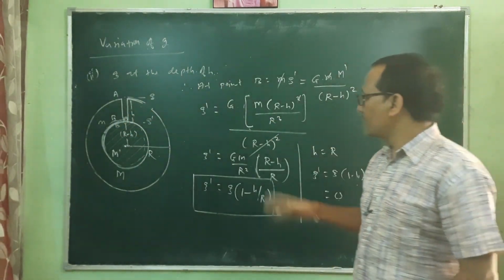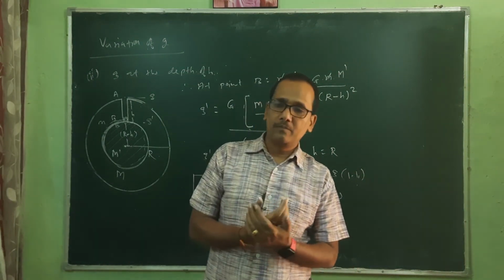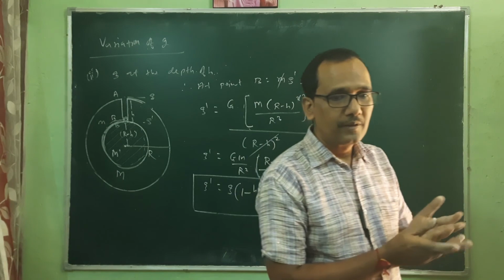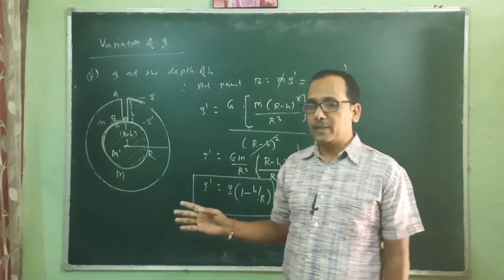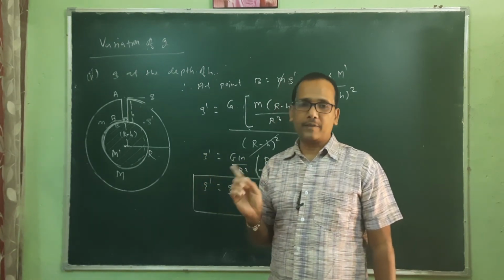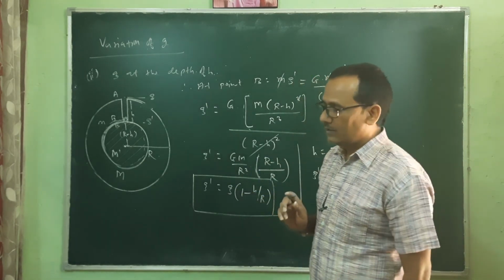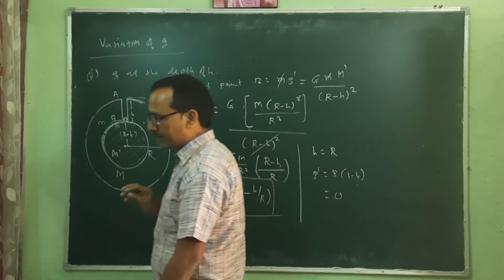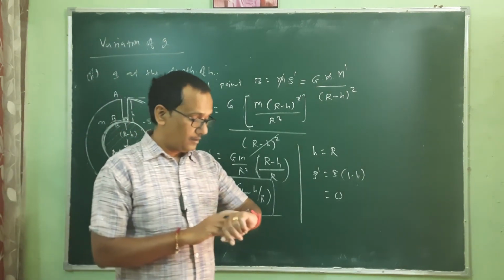Okay, so just rederive these two formulas because these two are important. And in the next class we will discuss the variation of acceleration due to gravity g due to the rotation of our Earth. The rotation of our Earth also affects the acceleration due to gravity. So okay, thank you.